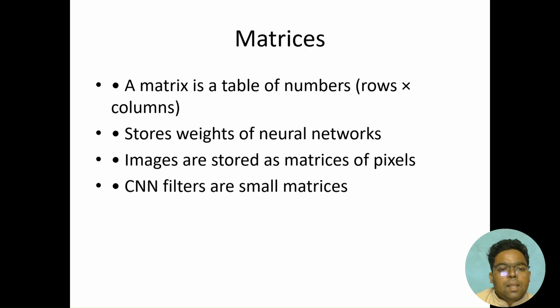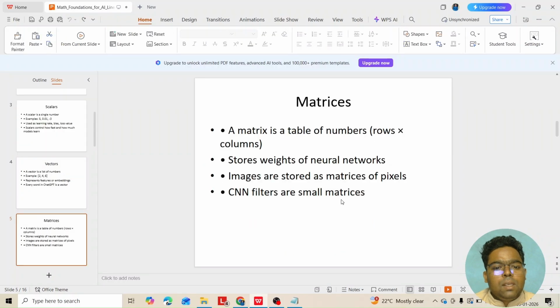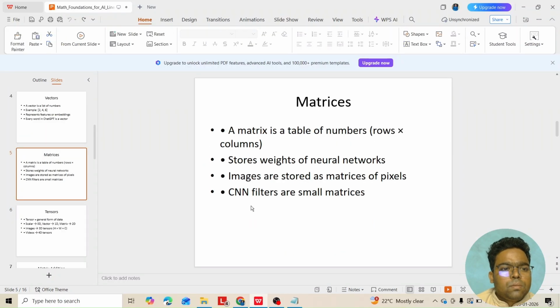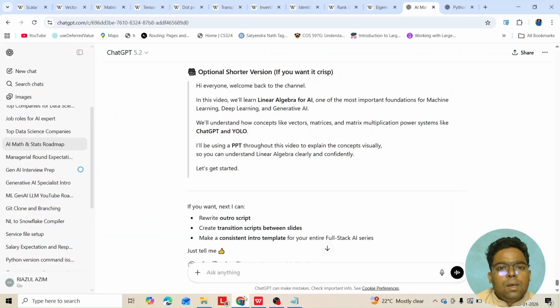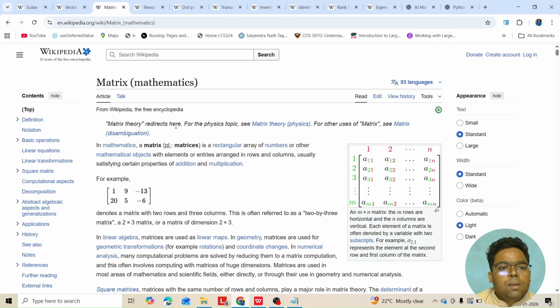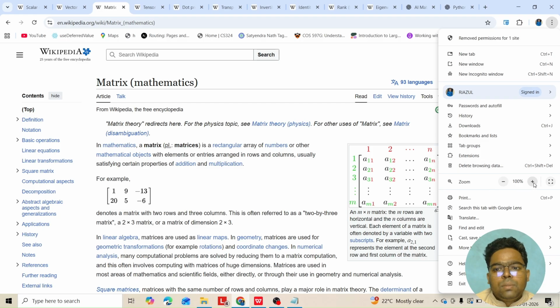Next, let's say that is matrix. A matrix is nothing else but a table of numbers in rows and columns. It stores the weights of neural networks, images are stored as a matrix of pixels, and CNN filters are small matrices. So let's see what a matrix is. A matrix is m cross n, which means it has m rows and n columns.